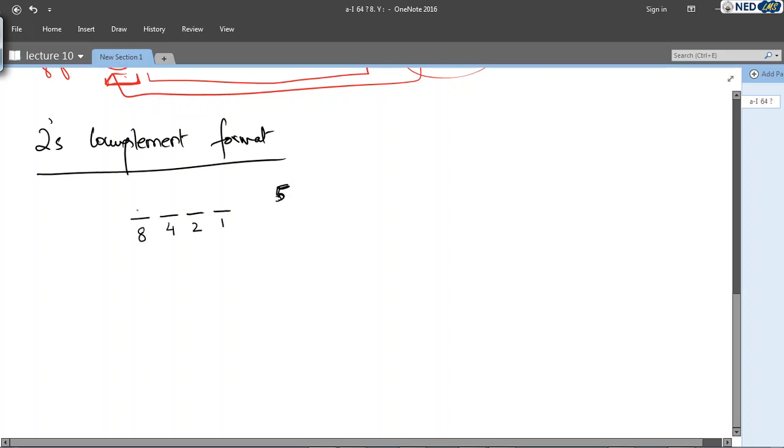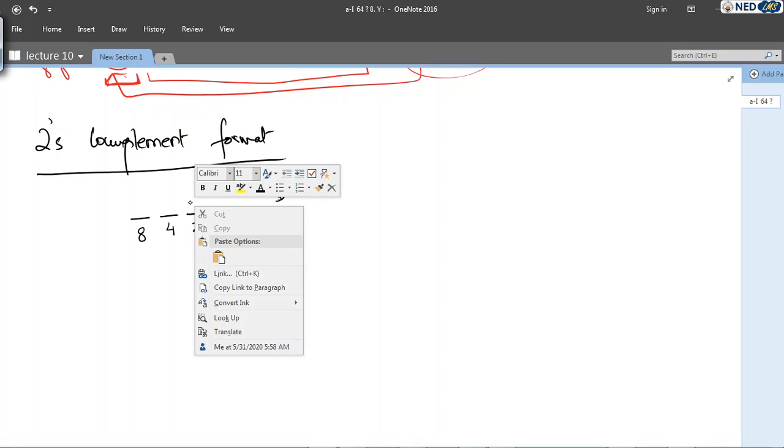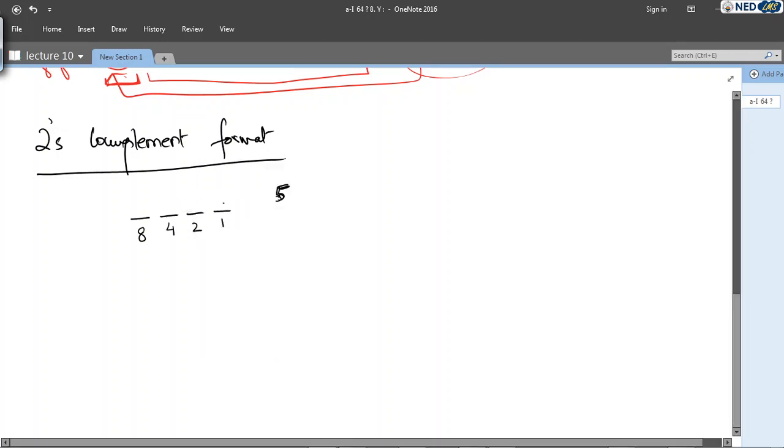So if I turn on this bit, the resultant number would be 8. If I turn on this bit as well, the resultant number would be 12. If I turn on this bit, the resultant number would be 14, and if I turn on this bit, the resultant number would be 15. So I cannot turn on 8 because the resultant number would be more than 5. I can turn on 4.